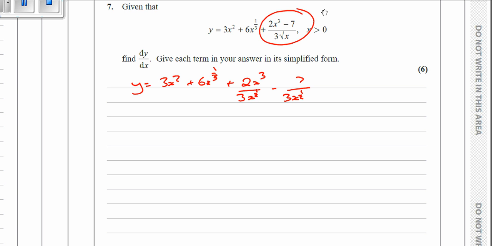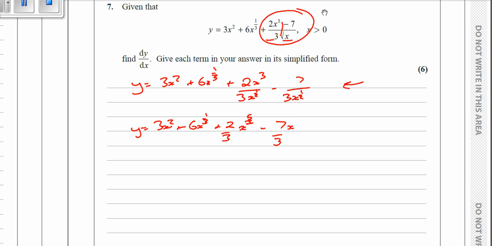So all we've done there is we've separated this into two parts and put 3 root x on this side, 3 root x on this side. So then what we've got to do is put this in a form so that you've only got an x on the top. So y equals 3x squared plus 6x to the power of a third plus 2 over 3 x cubed divided by x to the power of a half, you just need to subtract the powers. So that's going to be 2.5, which is x to the power of 5 over 2, minus 7 over 3. Notice that the 3 stays on the bottom.